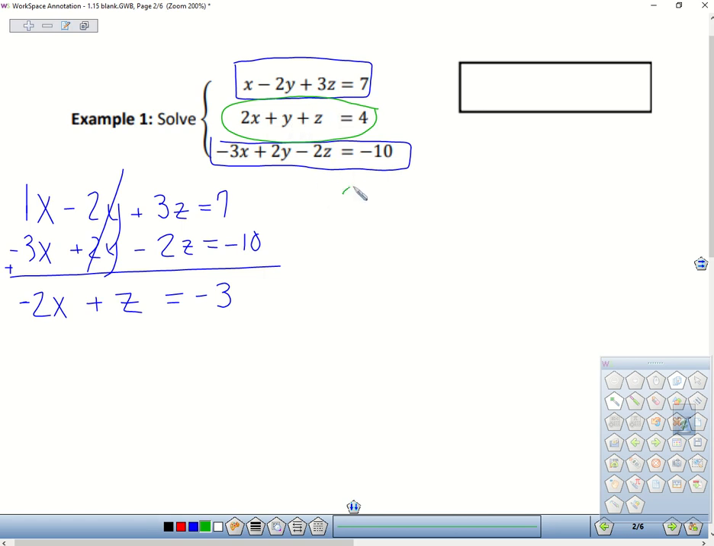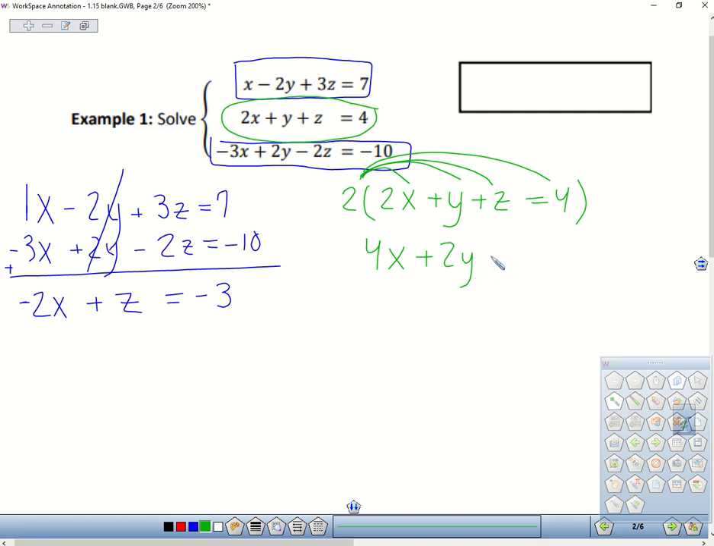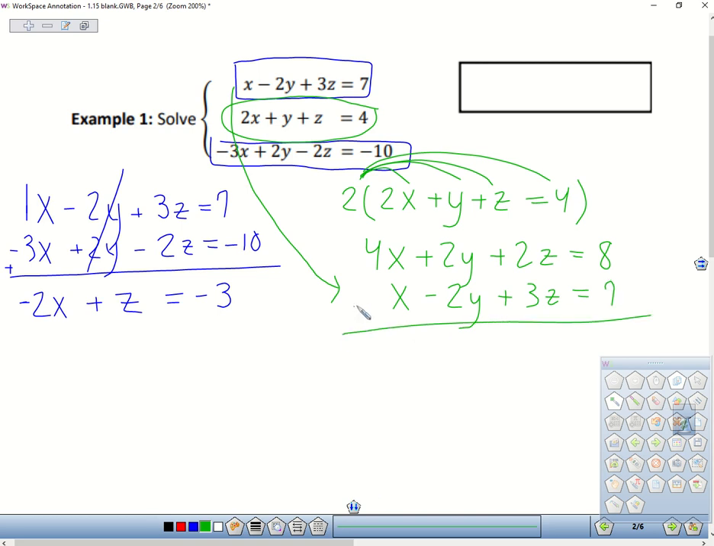2. So if I multiply the middle equation by a positive 2, that's going to allow me to add it to the first equation, which would allow me to cancel out the y's. So I distribute, I get 4x plus 2y plus 2z equals 8, and then I'm going to rewrite my first equation down here. That's x minus 2y plus 3z equals 7, and I'm going to add these together. That's going to give me 5x plus 5z equals 15.